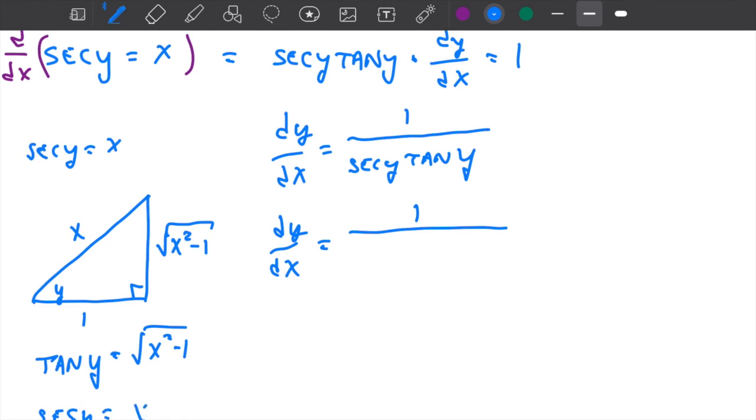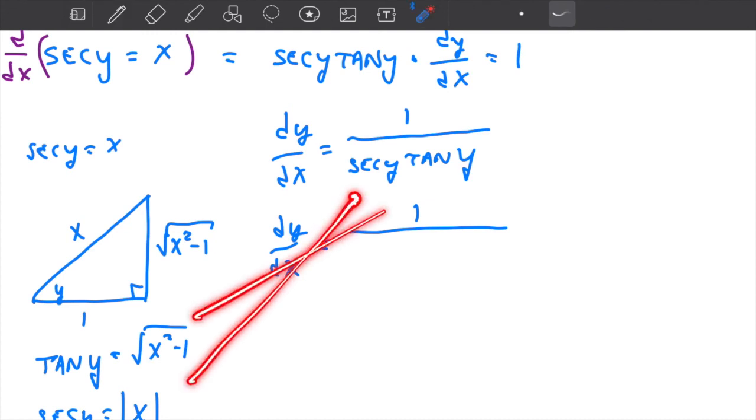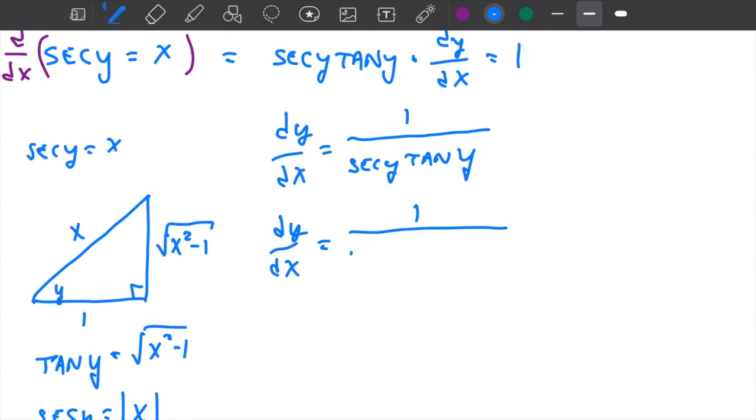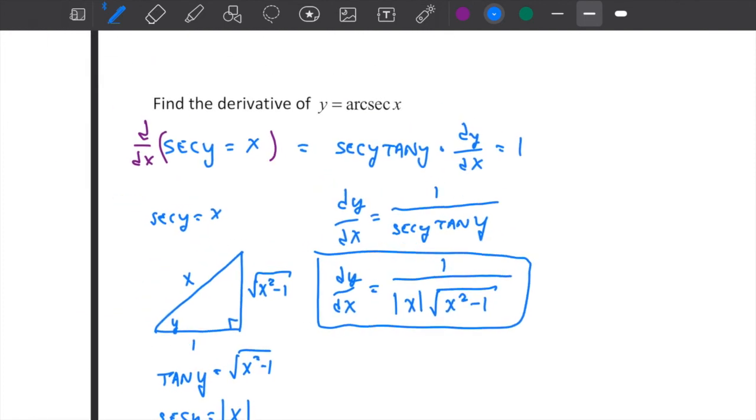The secant is going to be x. Now, because this is a side of a triangle, it is always going to be positive, so I'm going to denote this with the absolute value. Substituting these into our statement, this is going to be the absolute value of x multiplied by the square root of x squared subtract 1. There is our derivative for arcsecant.